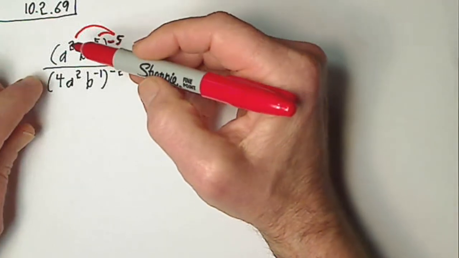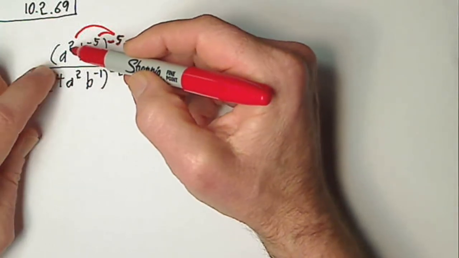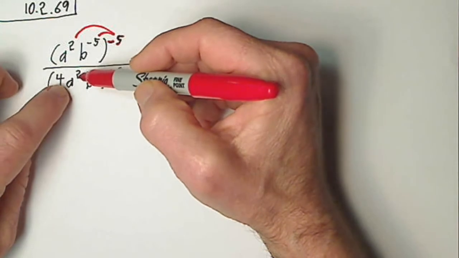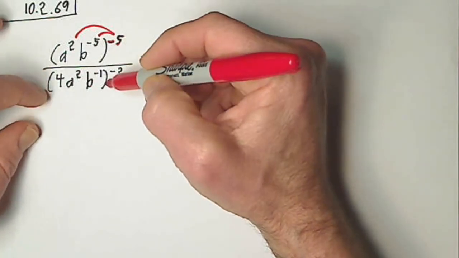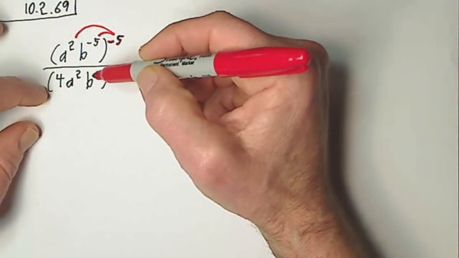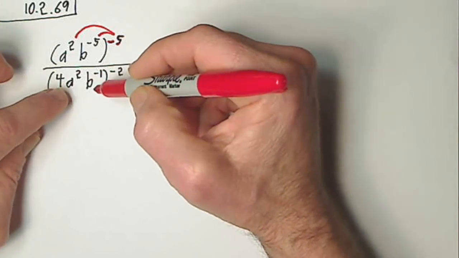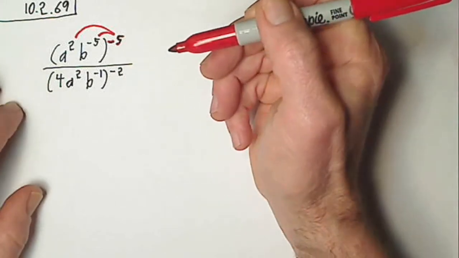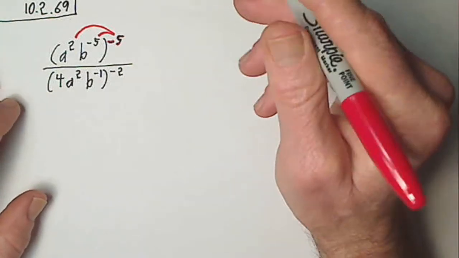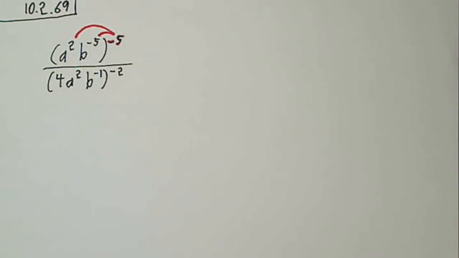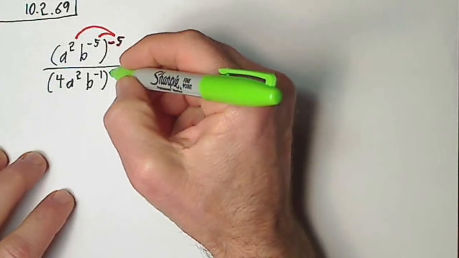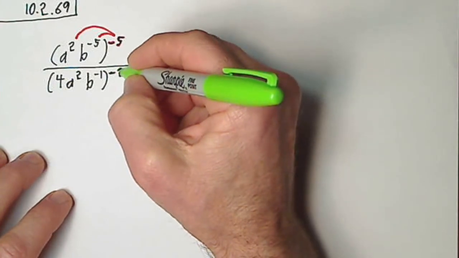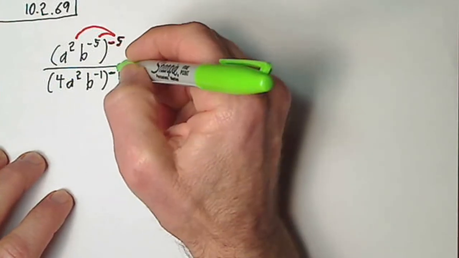And in case you're wondering, I can't just cancel this a to the second over a to the second, because each of these is contained within parentheses, so I can't get to what's in parentheses until I have to get rid of the parentheses, basically. Okay? And then on the bottom, I'm basically going to be doing the same thing. I'll send in our denominator, I'll do the same thing. I'll send in this negative 2 to each exponent inside.